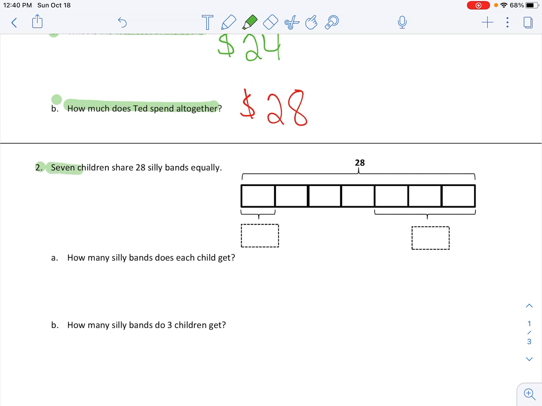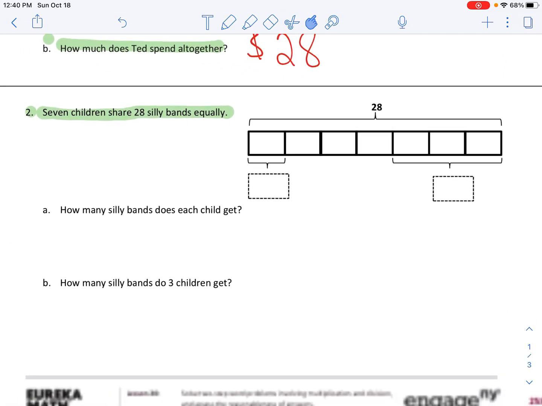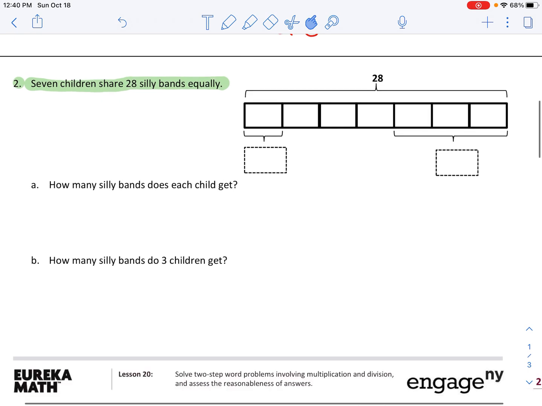Let's look at number 2. Number 2. 7 children share 28 silly bands equally. If you don't know what a silly band is, ask your parents. They might remember the silly band craze. They were bracelets that you wore on your wrists. They were little rubber bracelets, but they were in the shapes of animals. They were a big thing back a while ago.